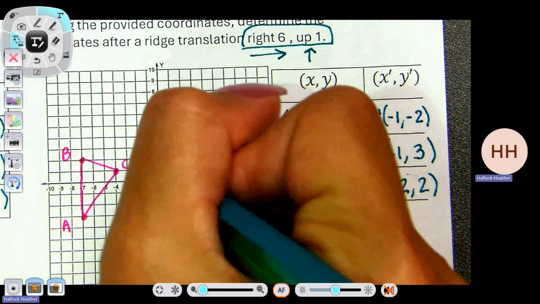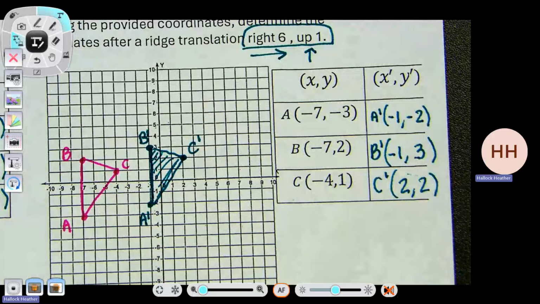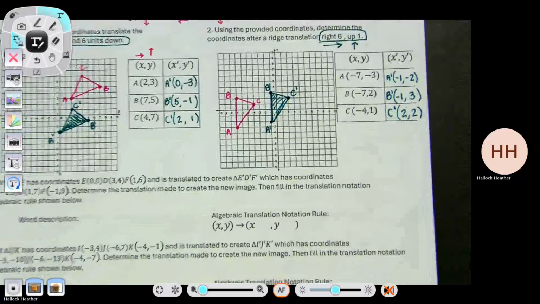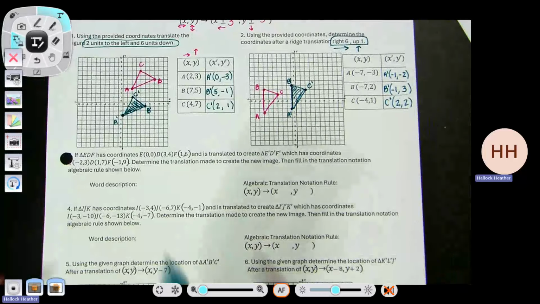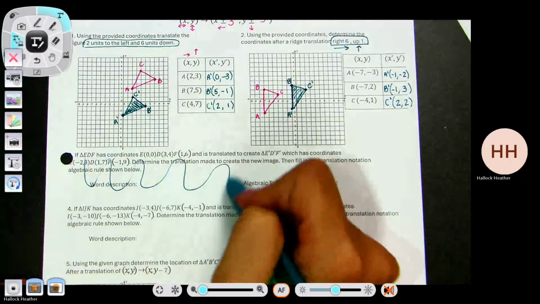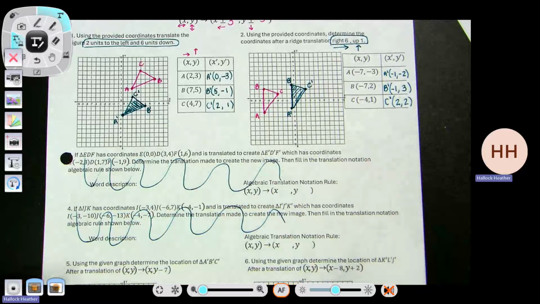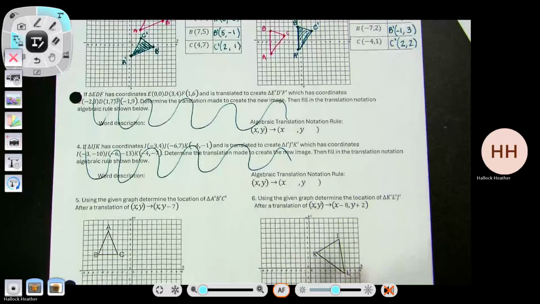And then I'm going to shade it in just a little bit. So that's all we're doing today is moving pictures and writing out the coordinate points. We're going to skip number 3 and 4. So let's cross out question 3. We're going to cross out question 4. We're going to go to number 5.